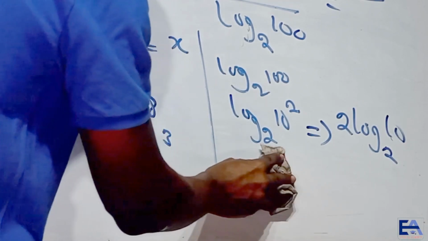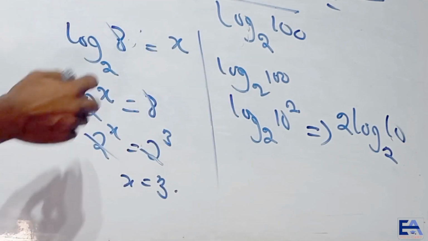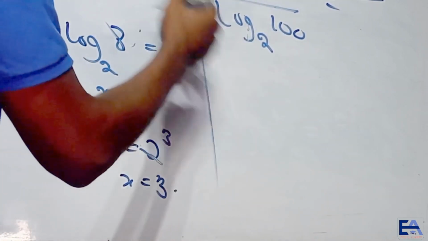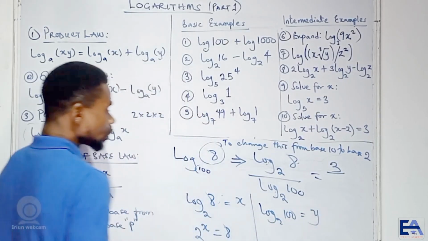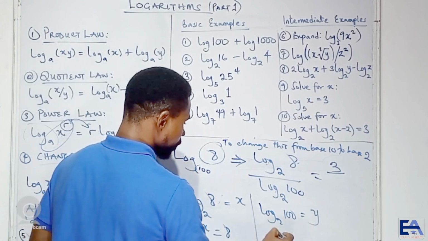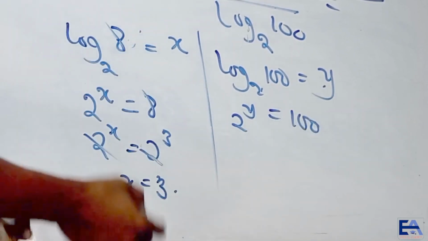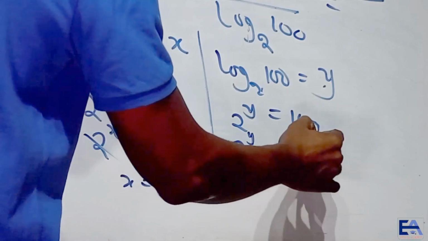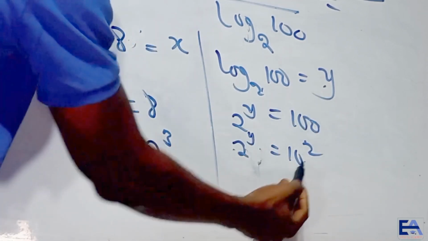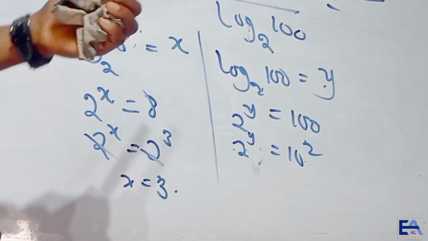Even if you solve it the other way around, you can have log 100 to base 2 is equal to y. Then we want to solve for y. So we now say 2 raised to power y is equal to 100. So 2 raised to power y will be equal to 10 raised to power 2. And we are not having equal base here, so it wouldn't work, but it would have worked if we have a number that 2 can easily go into.